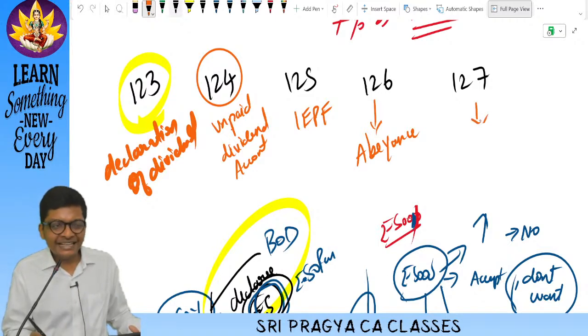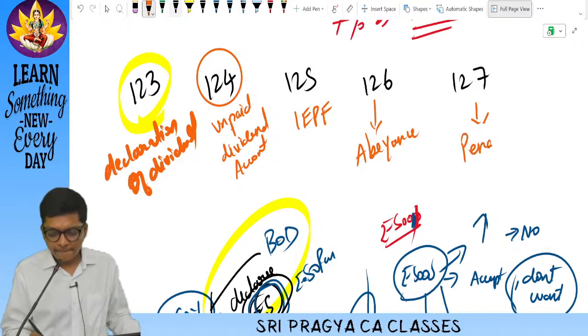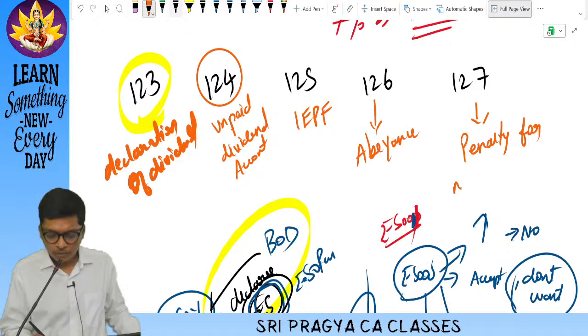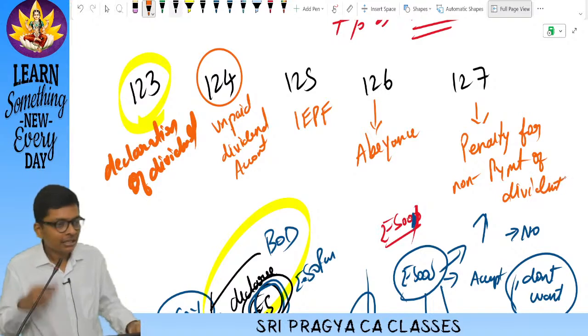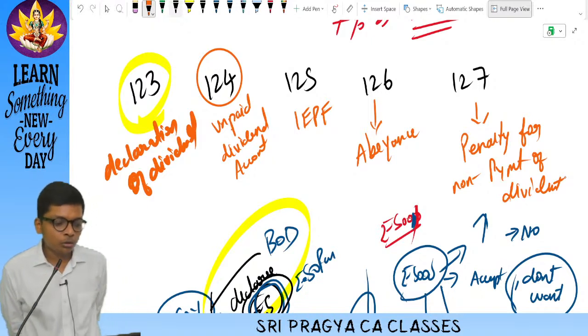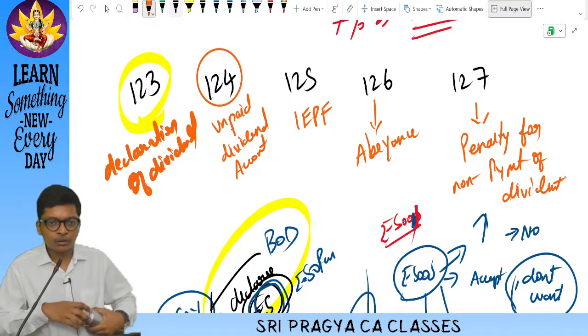Generally the last section in a chapter is a penalty section. Not all chapters. This is a penalty for what, guys? Not paying dividend after declaring. Are you following? Penalty for non-payment of dividend. That's it. These are the 5 sections. I only gave you an introduction, guys. I haven't even gone to the sections in depth. These are our 5 sections that we are going to see in this chapter.